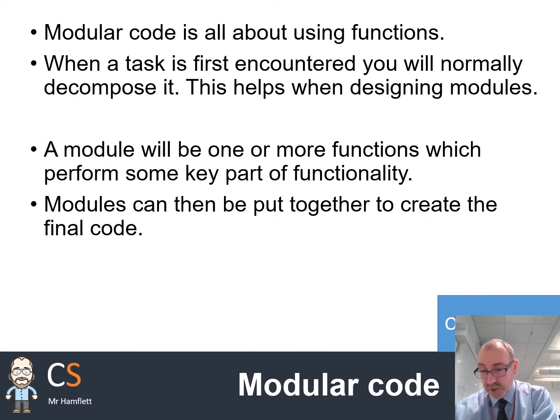So, modular coding. Modular code is all about functions. When a task is first encountered, you normally decompose it like we have done in class. And this obviously helps you decide which modules you are going to require in your system. Your module then may require multiple functions in order to get it working, which perform key parts of functionality. And then you put all these modules together to get to your final result.